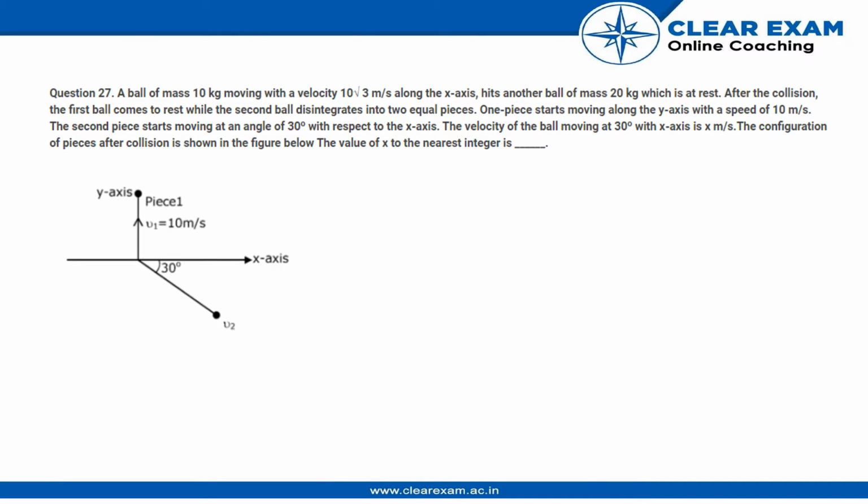Hello students, here is a question. A ball of mass 10 kilos is moving with a velocity of 10 root 3 meter per second along the x-axis, hits another ball of mass 20 kg which is at rest. After this collision, the first ball comes to rest while the second ball disintegrates into two pieces.